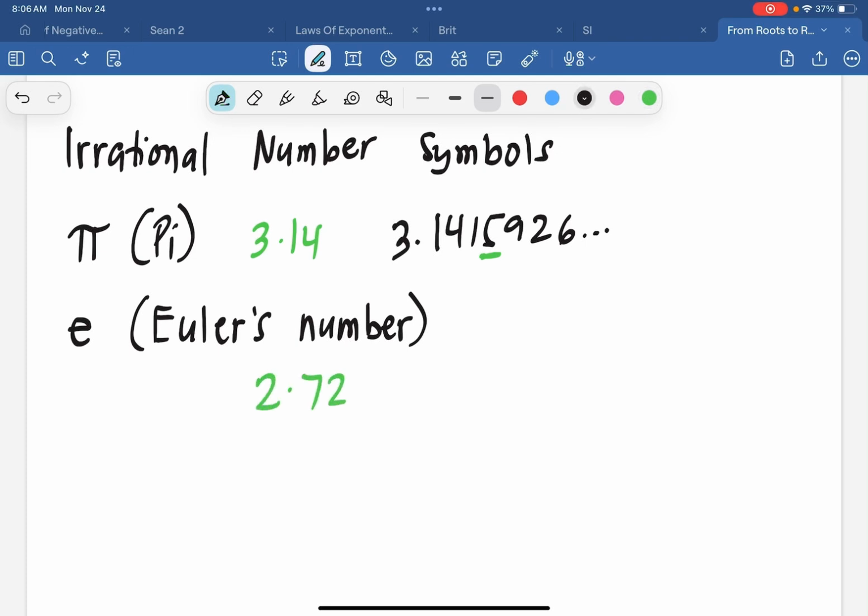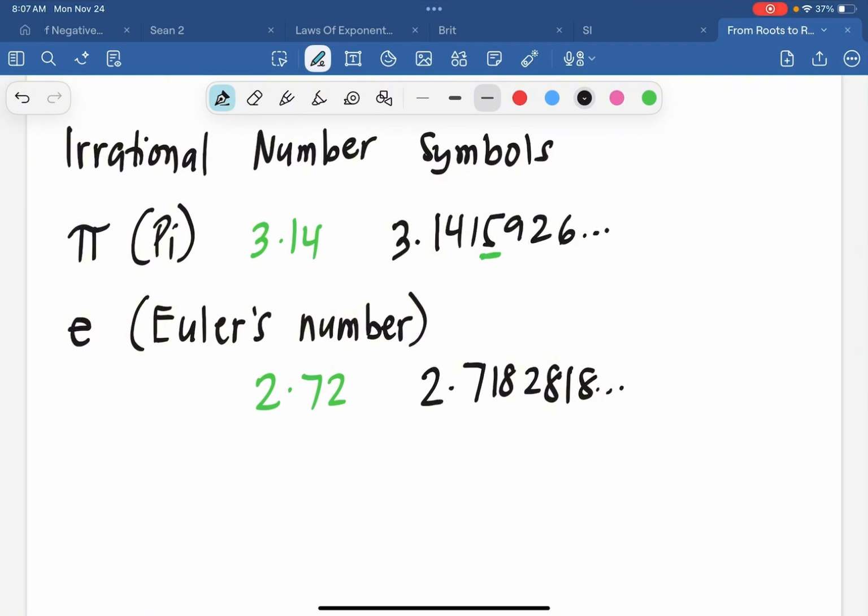However, to list some of its digits, it is 2.71828 dot dot dot, and the number goes on forever as well.